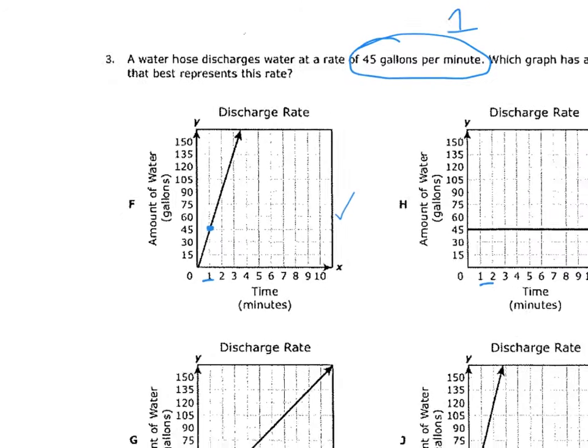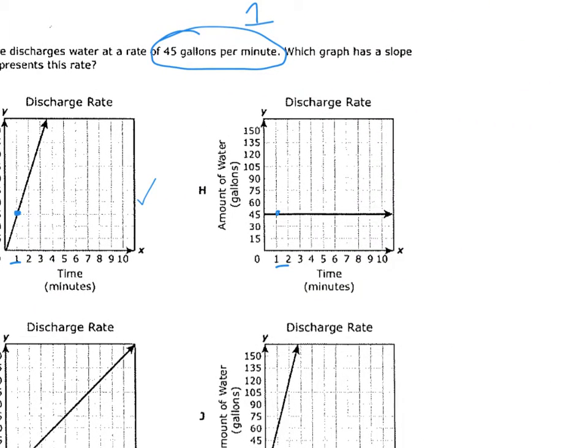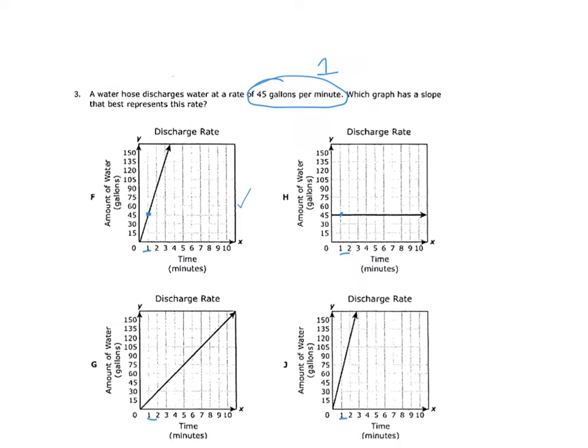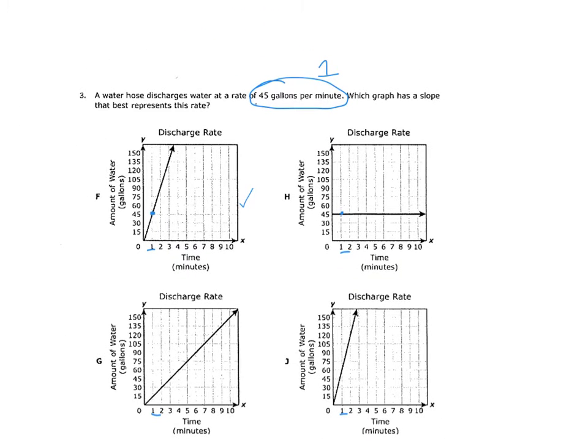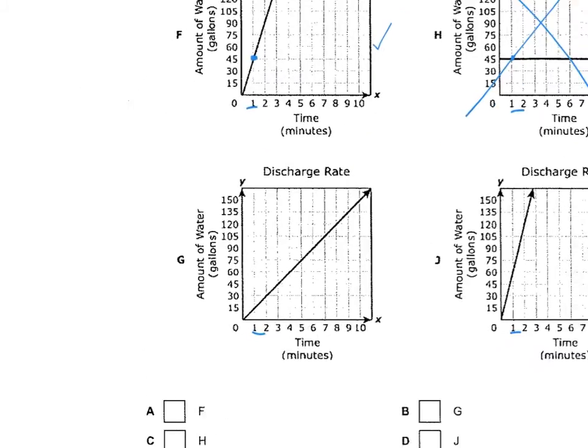So F seems to work. H, the problem with H is it's a rate. So it's going up by 45 gallons every single minute. So for this grade and for the slope and the unit rate that we look at, you will not see one like this, especially if it talks about a rate and increasing by this much per minute or per hour or per day, or it's talking about something increasing or decreasing. You will never see this graph. Okay, you'll see a slanted line.